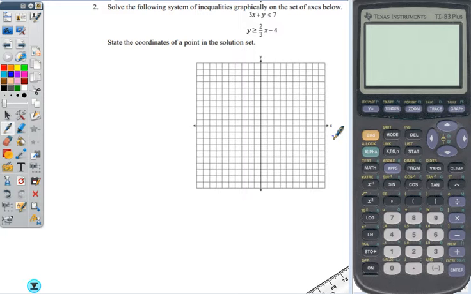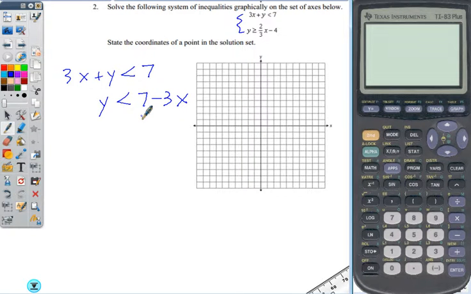Okay, today we're going to solve a system of inequalities, and we're going to do it quickly. Try to do it quickly. So I have a system of inequalities, and the first one, 3x plus y is less than 7. I'm going to solve that for y. So y is less than 7 minus 3x.